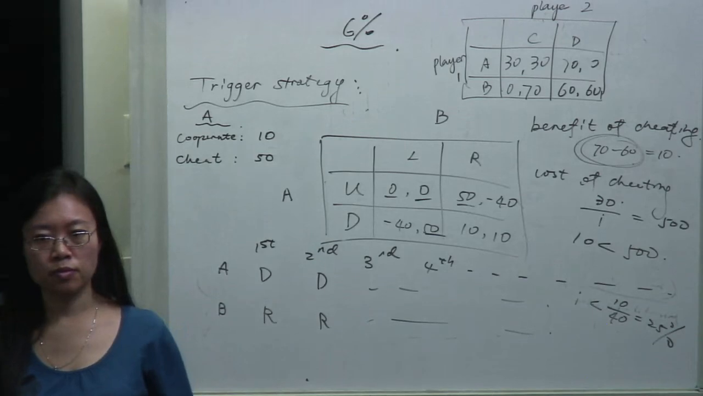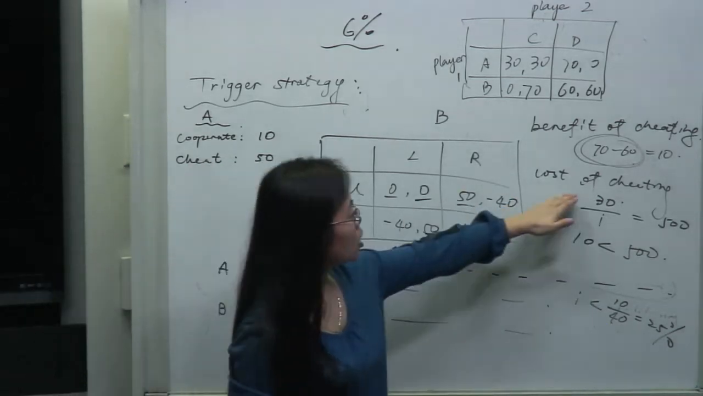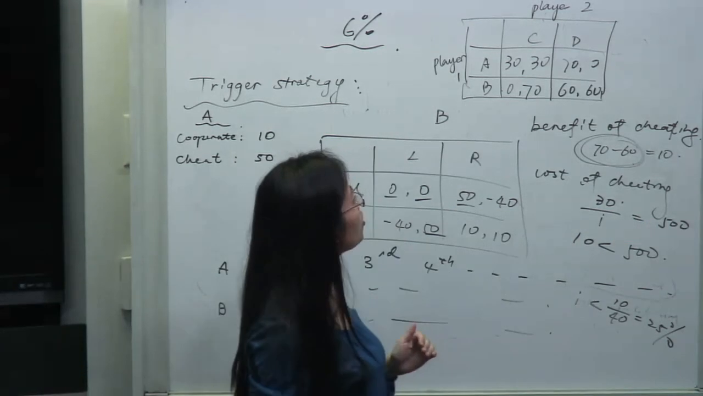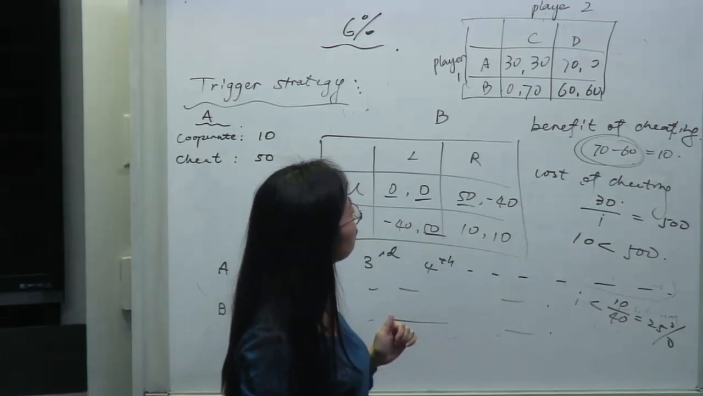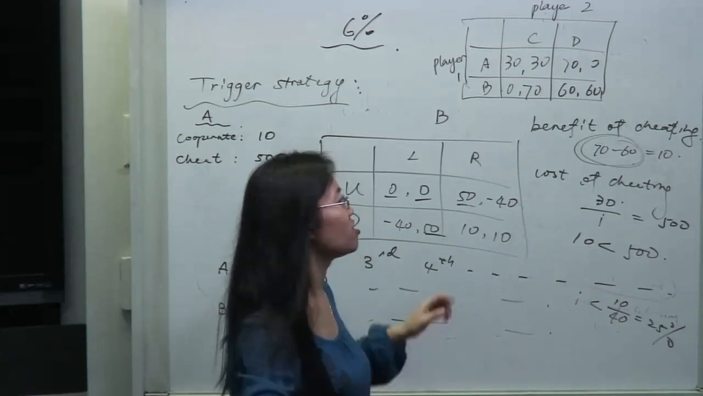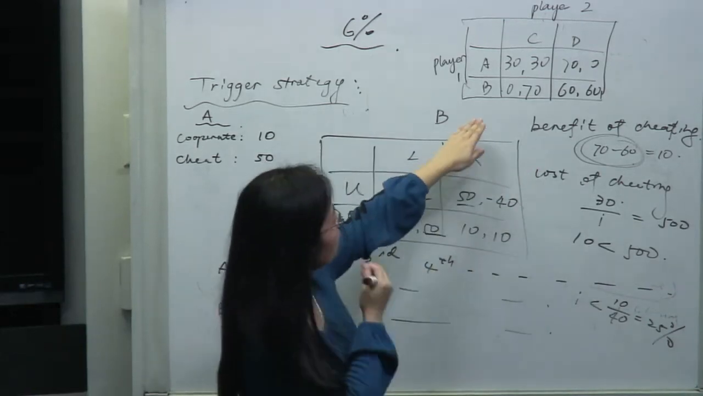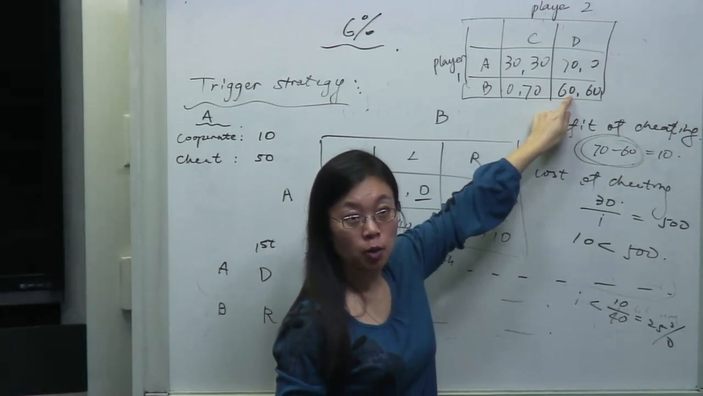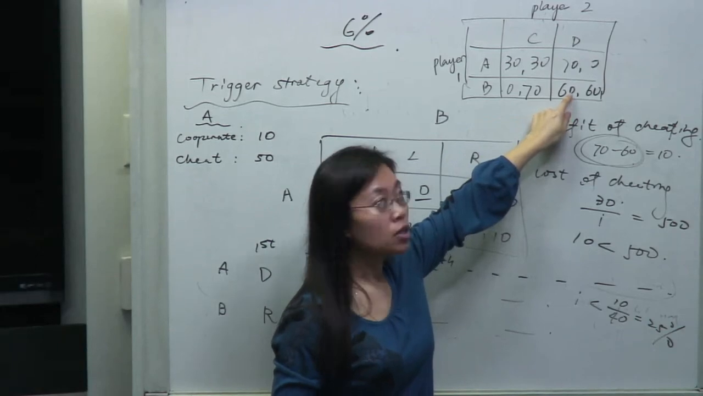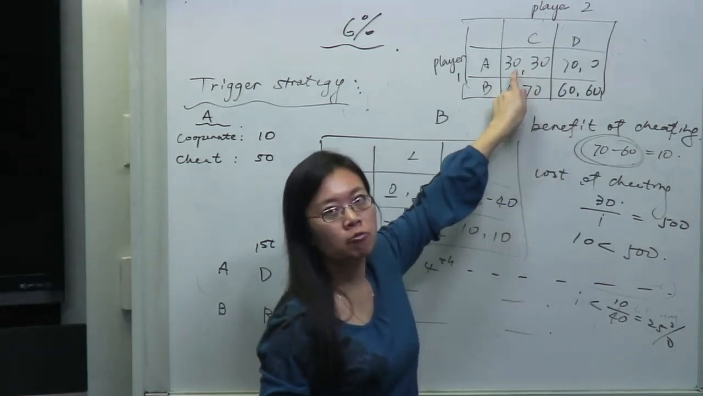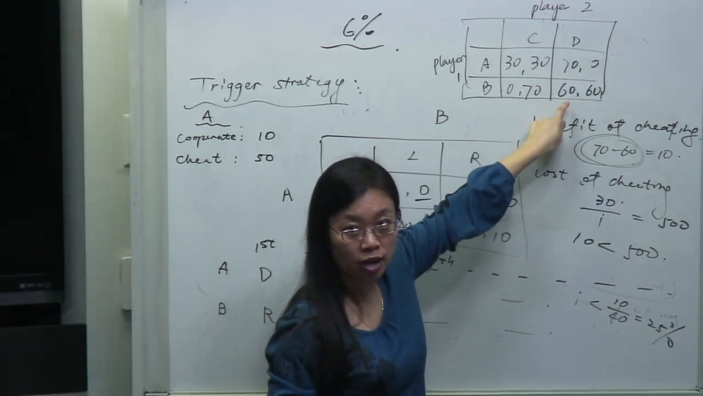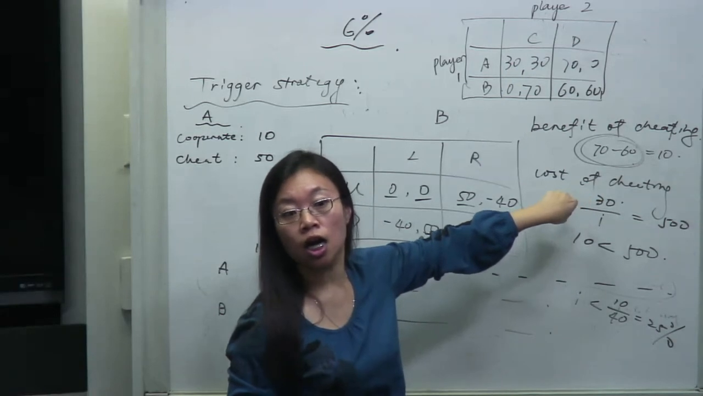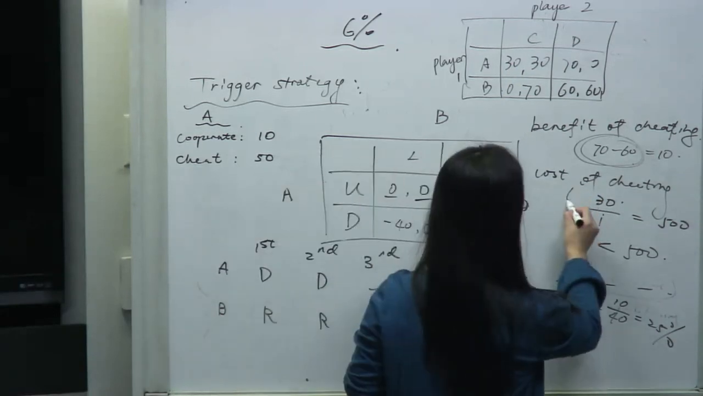And why is it 30 again? 30 divided by 0.06. So the cost of cheating is what you're going to lose from the next round, forever. It's a good question. Because if you cooperate, you're going to get 60. But if you cheat, you're going to get 70, then you're going to get 30 forever instead of 60 forever. So the difference is 30. 60 minus 30.